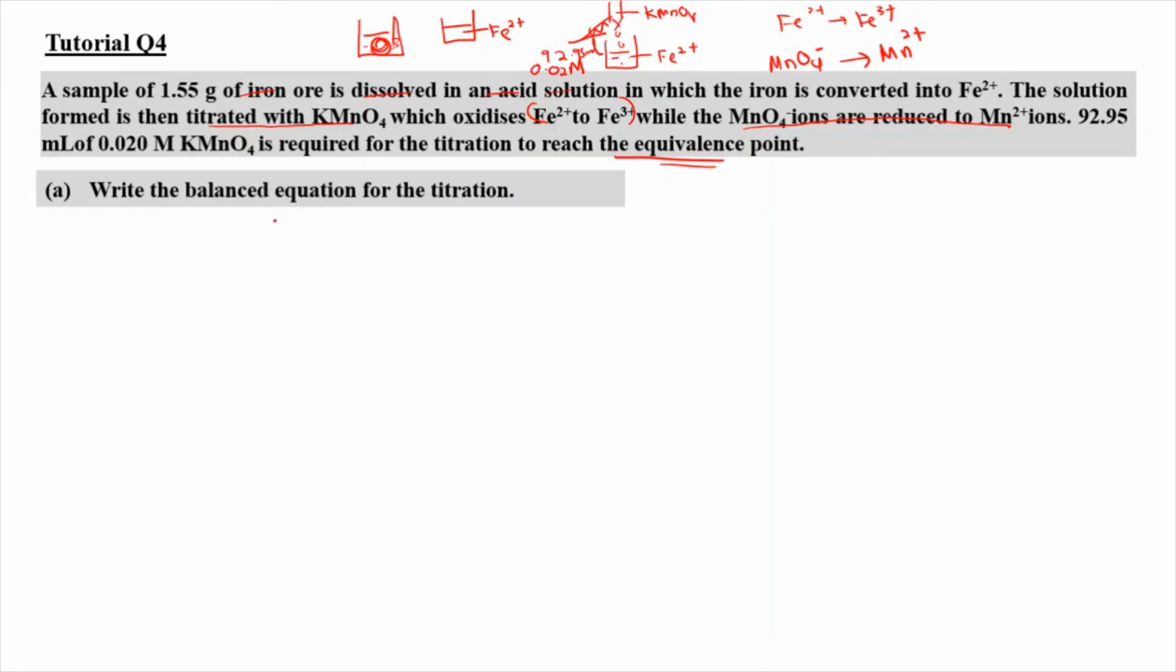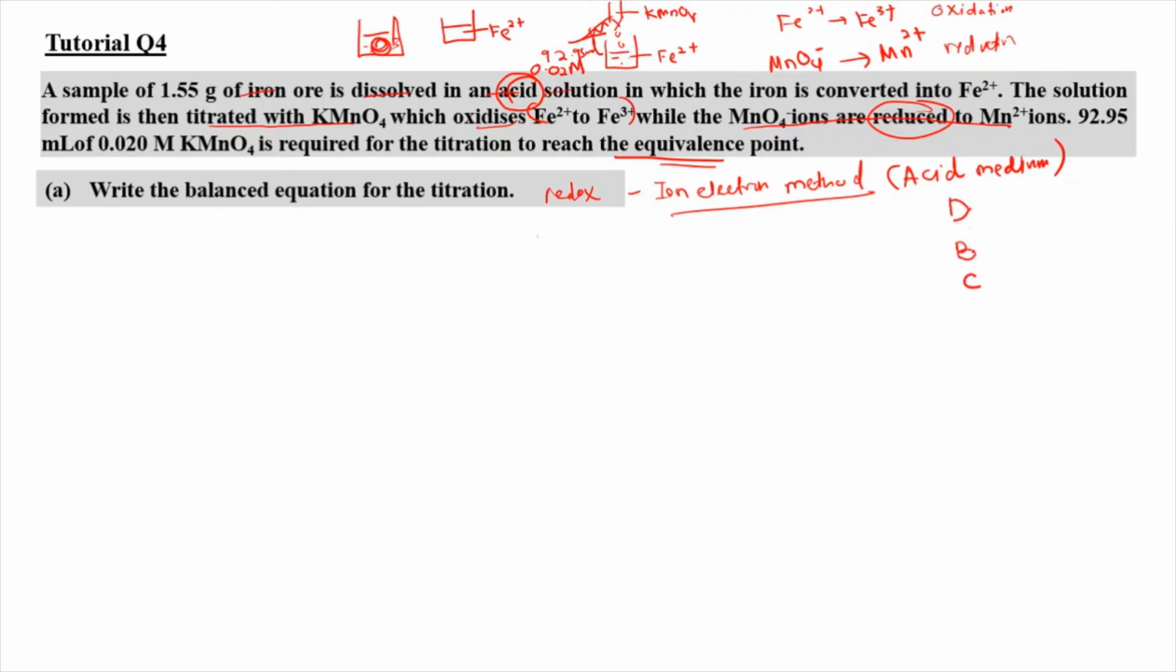And now for A, we need to write the balanced equation for the titration. So you know that this is a redox equation because there's going to be an oxidation as well as a reduction, as mentioned in the question here. So when we are talking about redox reaction, we are going to use the ion electron method. Okay, and this ion electron method happens in acidic solution, so we're going to put here acid medium. In order to do the ion electron method in acid medium, we're going to use the concept of DBC, which is divide, balance, and combine.